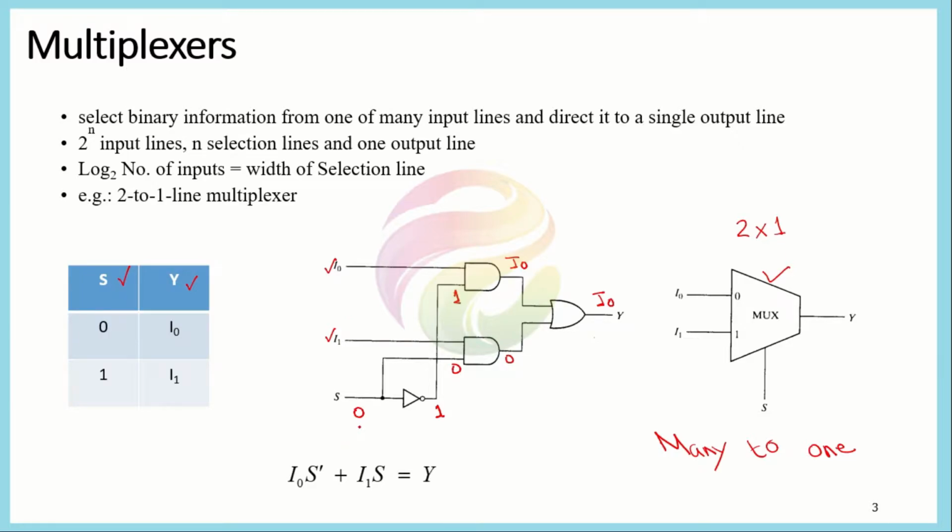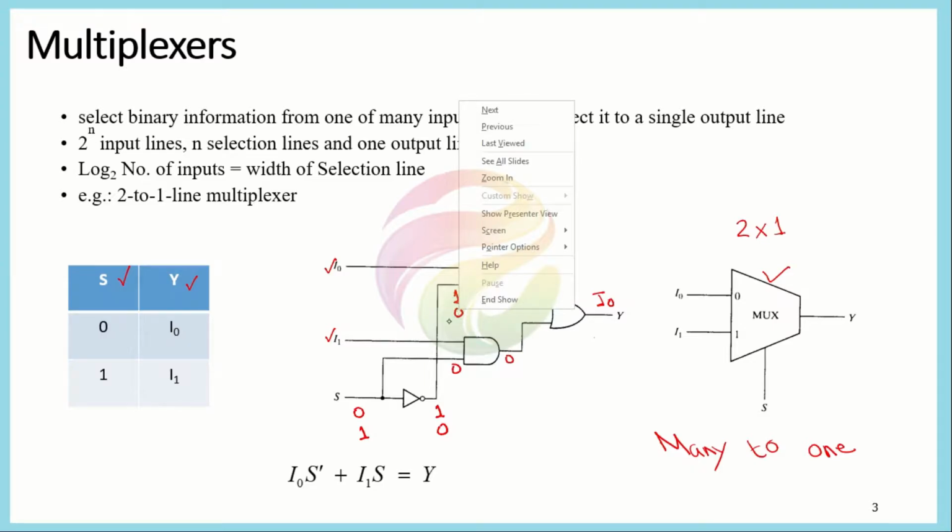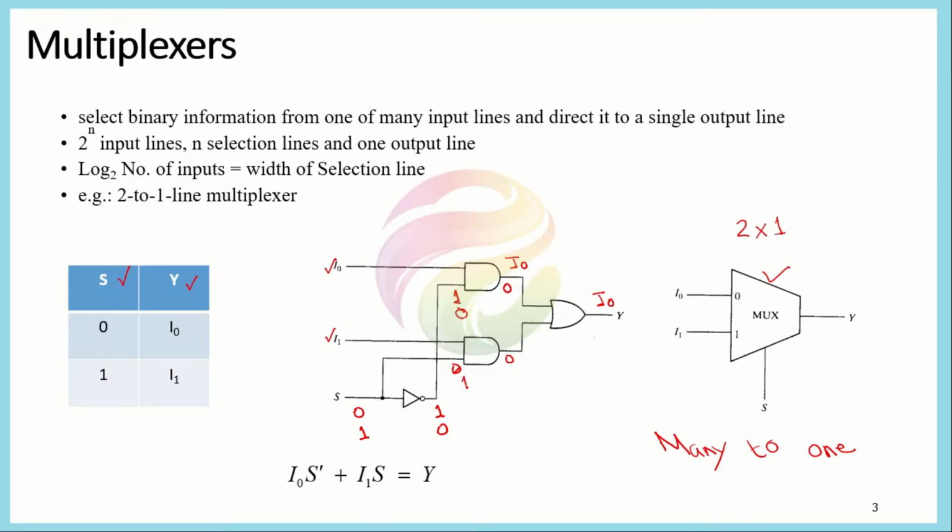While if we give it the value of S equal to 1, then we would have a 0 here after the inverter. That 0 would go here and make the output of this gate 0, because when this term is 0, that would make its output equal to 0. But when it is equal to 1, we will now have a 1 here instead of the 0, and this I1 will be transferred here.